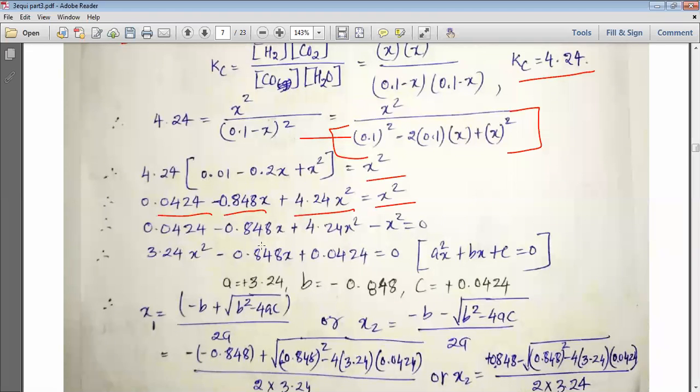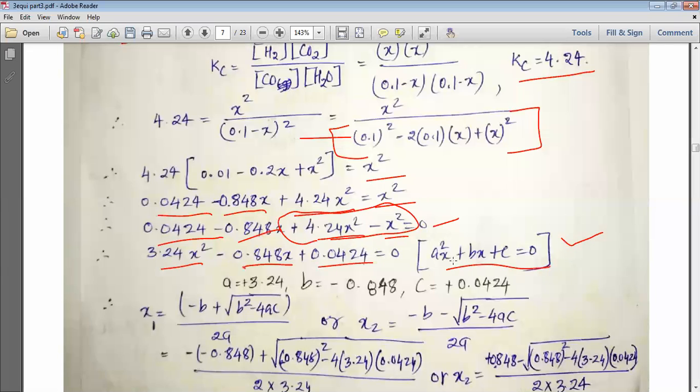By adding minus x square on both sides, we get 0.0424 minus 0.848x plus 4.24 x square minus x square is equal to 0. For this we get the value 3.24 x square. We write the same value 0.848x and 0.0424.